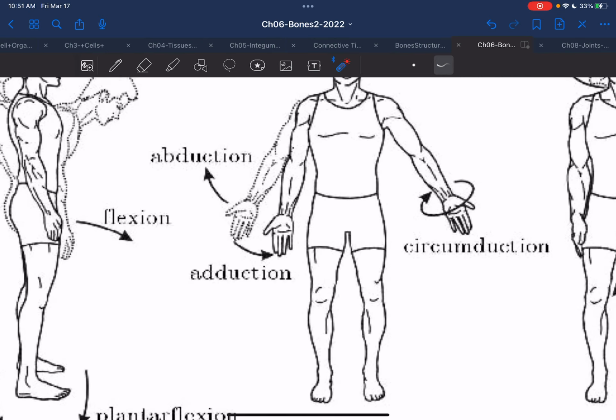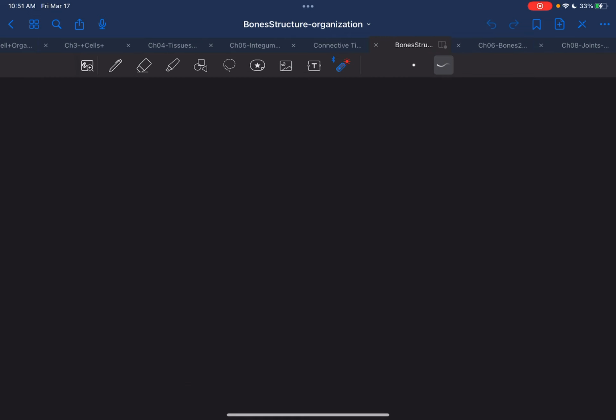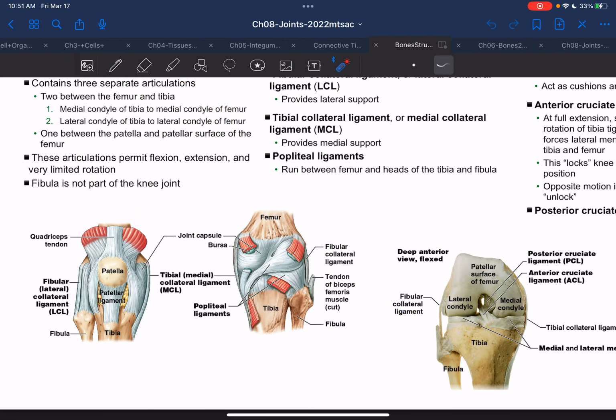And next one. Oops, wrong way. Sorry. Went the wrong way. Dang it. Where did I go?